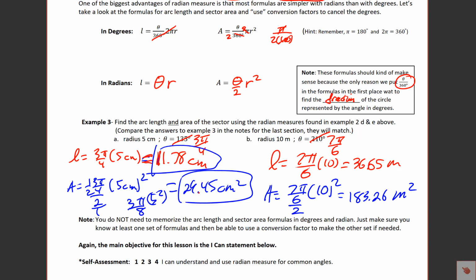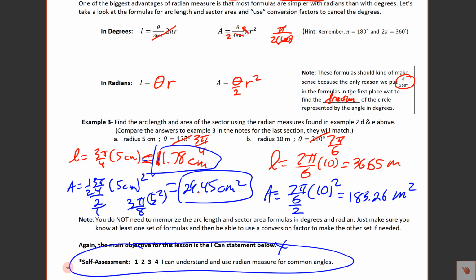Okay, listen up. You don't need to memorize both of those formulas. What you need to be able to do is convert from radians to degrees or degrees to radians. So you need to know one of them. I would prefer you know the ones in radians. They're better in the long run, they're more useful, and I guarantee you're going to see them again. You need to be really good at understanding radians and using them to represent common angles.